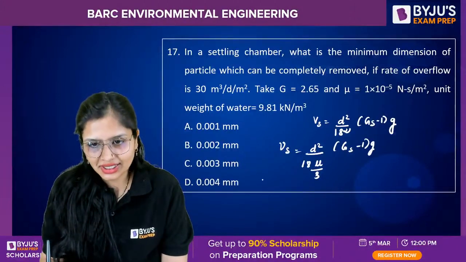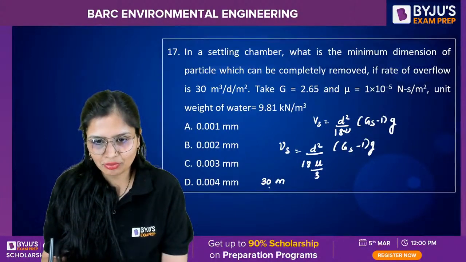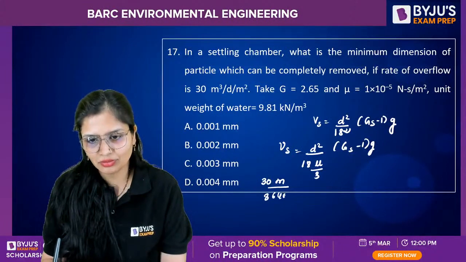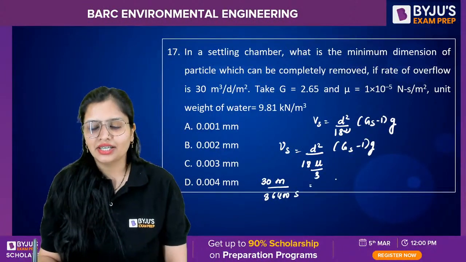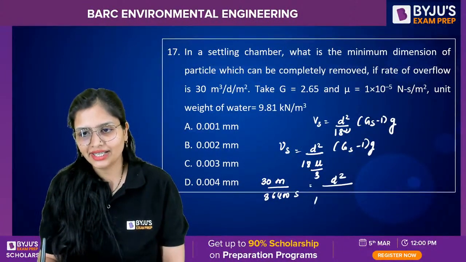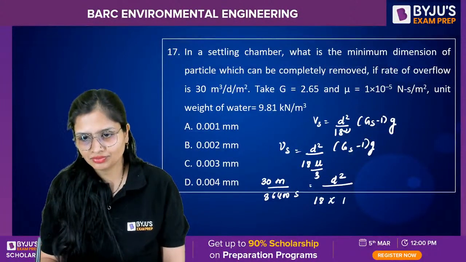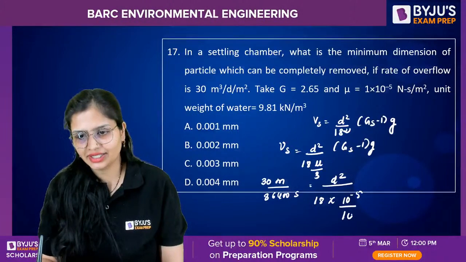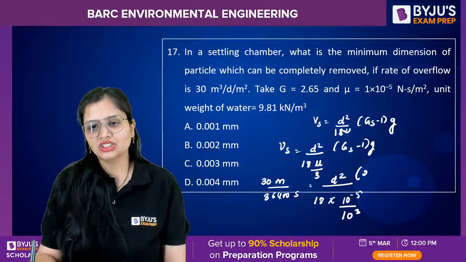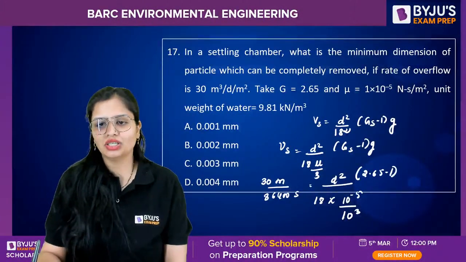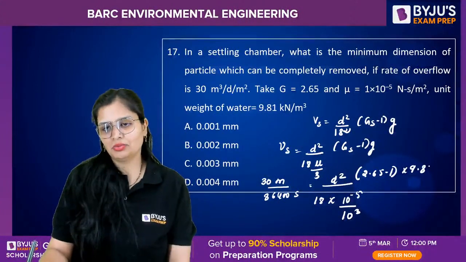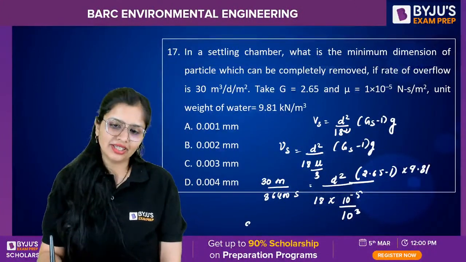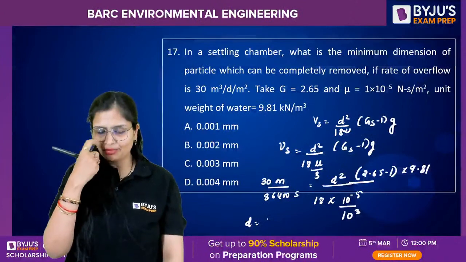Settling velocity is 30 meter per day. So 86400, converting it into seconds. Dia you have to calculate, 18. Mu is given to you, 10 raised to power minus 5. Rho I'll take it as 1000. Gs is 2.65, minus 1, and g is 9.8. Come on guys. Dia will be coming in meters.